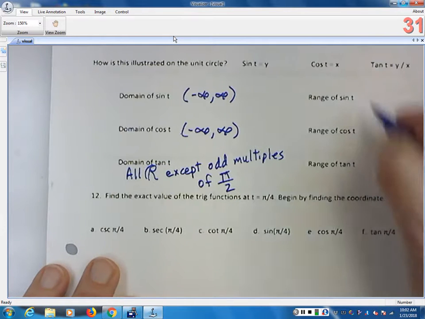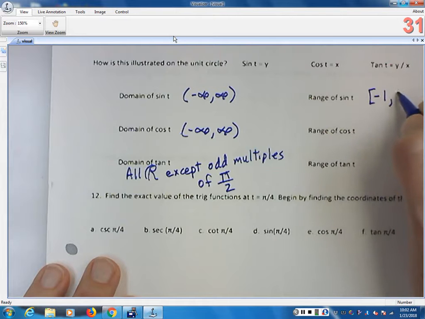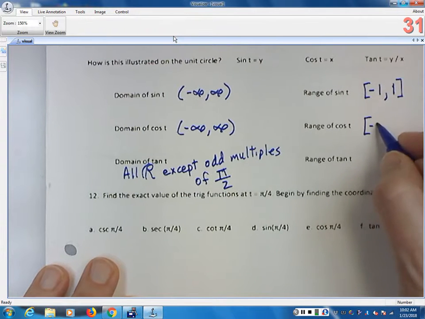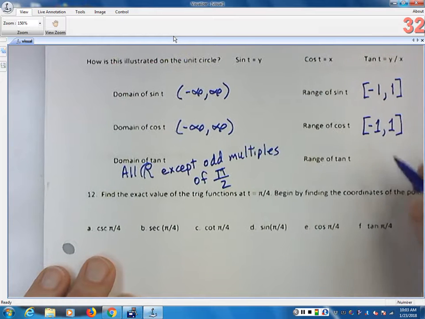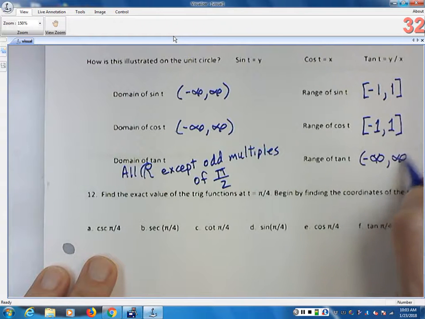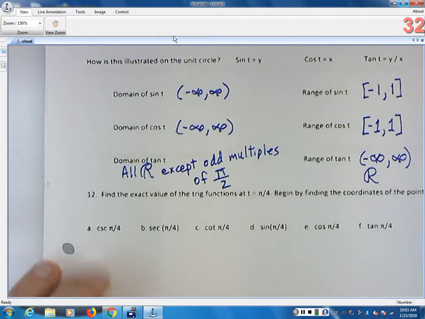The range of sine is -1 to 1. Same with cosine. And the range of tangent t is minus infinity to infinity, for all real numbers. In this class, you're allowed to write all real numbers unless I ask for interval notation. Okay.